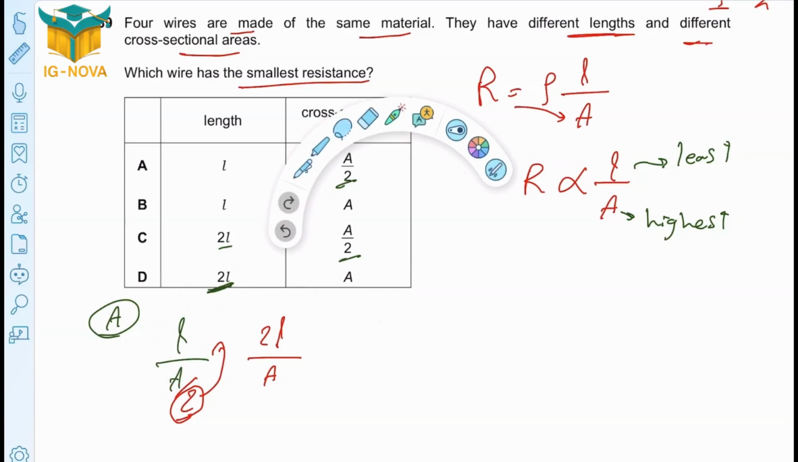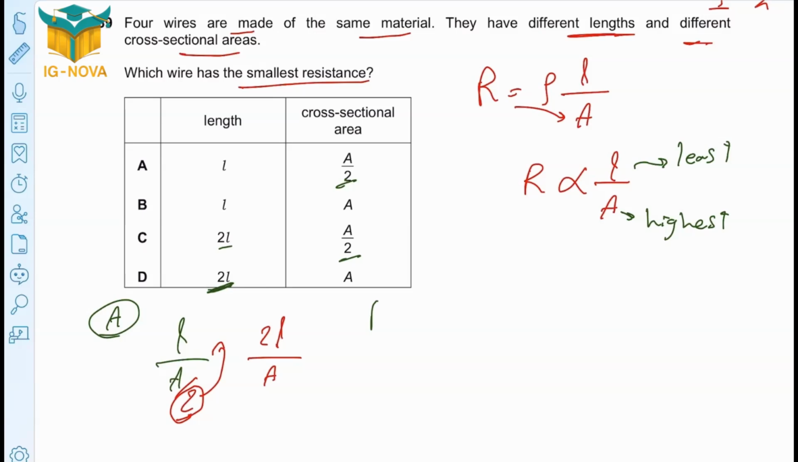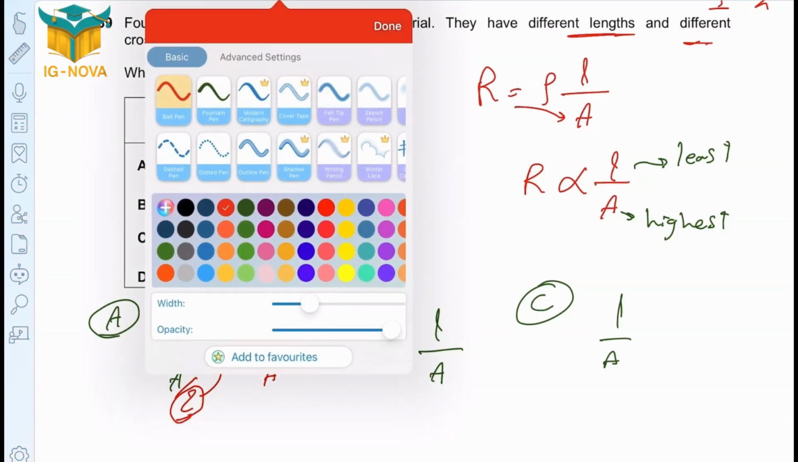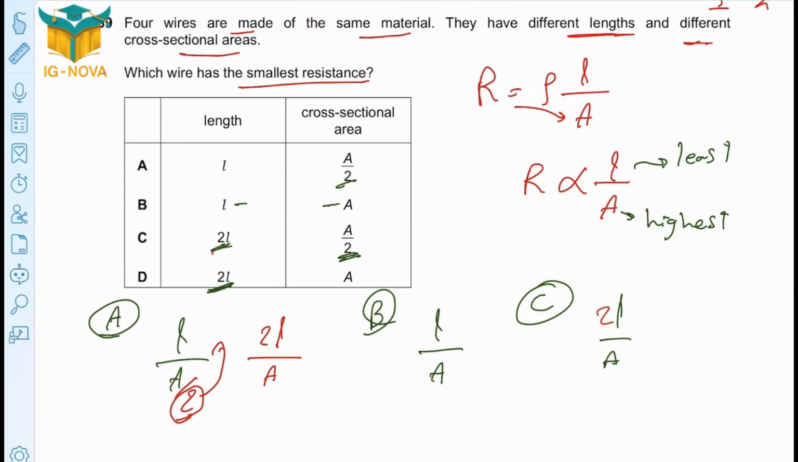Then for B, it is L over A with no factors, so no change. For C, 2L over A with cross-sectional area A over 2. Put L over A first, then see what changed. L was 2L and A is A over 2. The A in the denominator goes up, so 2L over A with 2 in the denominator becomes 2 times 2, which is 4L over A. Focus on the work, one number can ruin it for you.